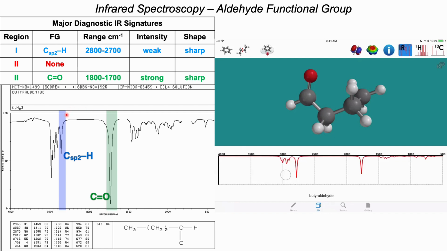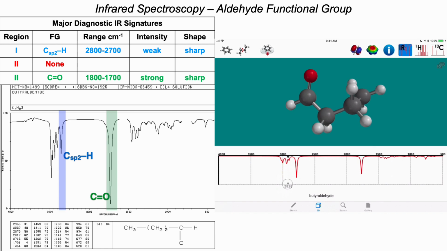That, coupled with this sp2 hybridized carbon H stretch that is now to the right of the normal alkane stretching, is indicative of the aldehyde. So the aldehyde functional group is the only carbonyl one that's going to have this signal to the right. So let's watch this movie.